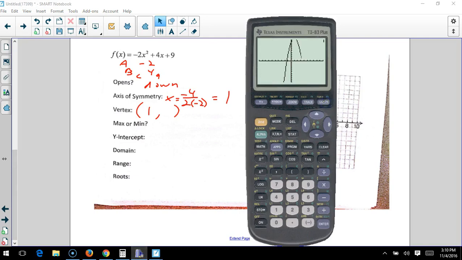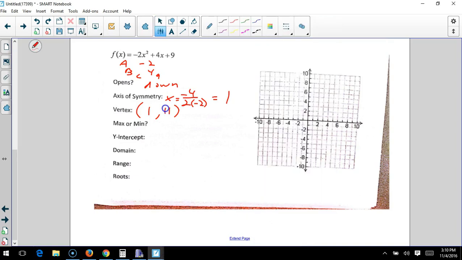It's going to be off our chart a little bit. So let's see where 1 is. 1's up to 11. So just barely off the chart. So we can put 1, 11 right there. Not too hard. Obviously, it's a maximum because it's opening down. The y-intercept is 9. It's our C. The domain, again, negative infinity to positive infinity. That's not changing. The range, how low does it go? Negative infinity. How high? Right there, 11. The roots, we'll get to that.